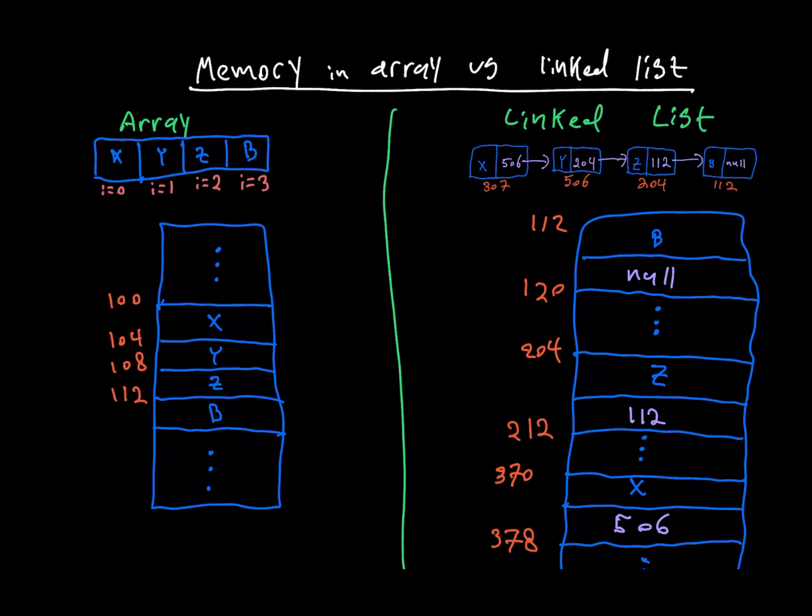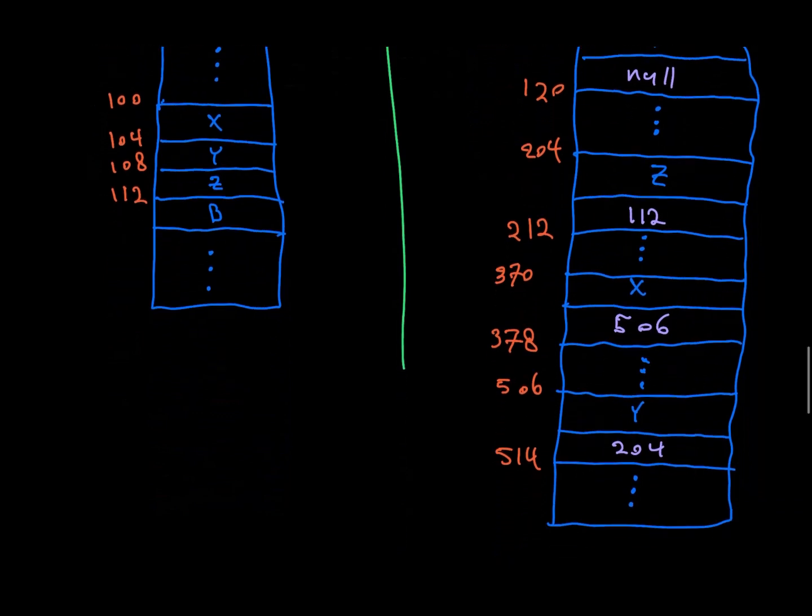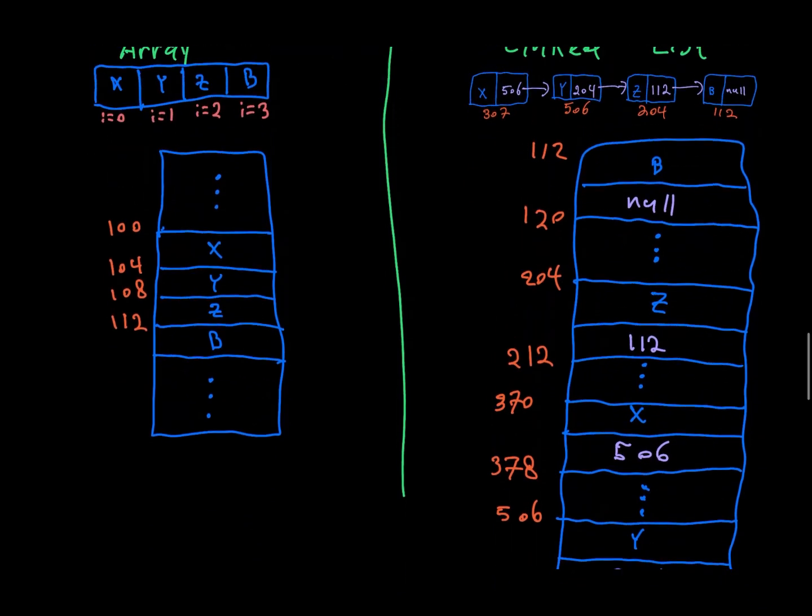Versus in a linked list, right, they are not contiguous, they are spread out all over the place. Each node has its own starting memory address, and the node takes up 8 bytes, 4 for the data, 4 for the pointer, right? And we can see they're all spread out. They're not necessarily in order of the sequence.